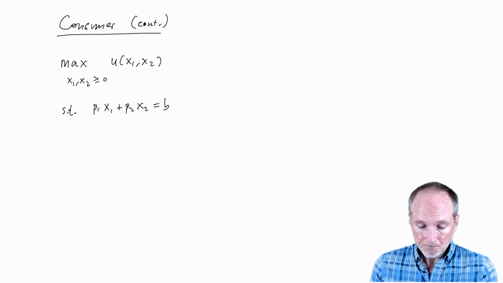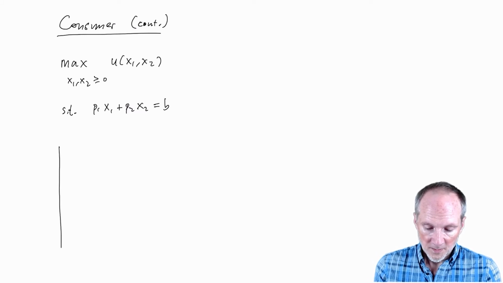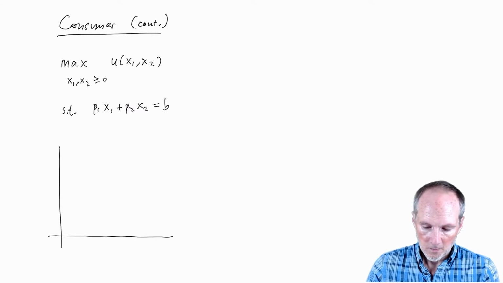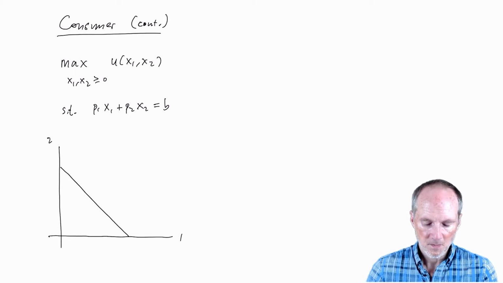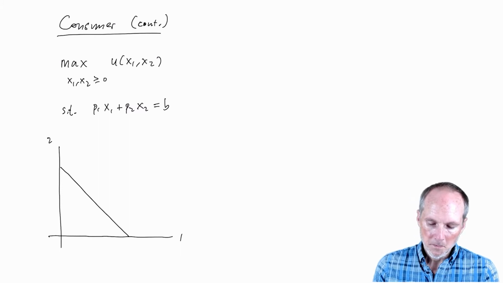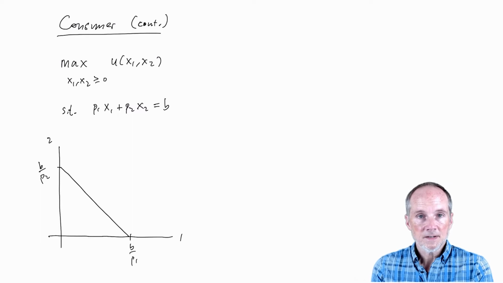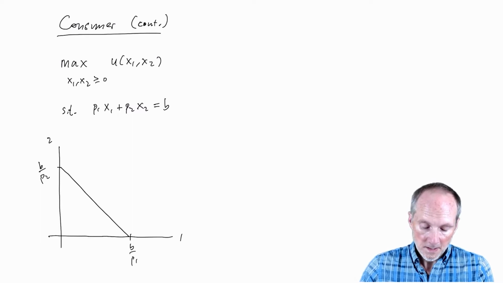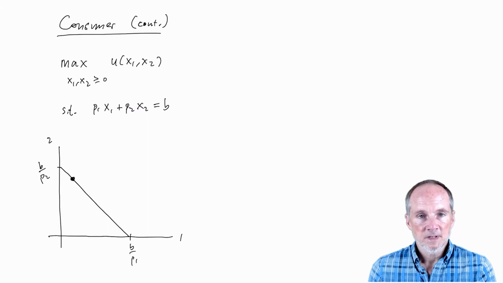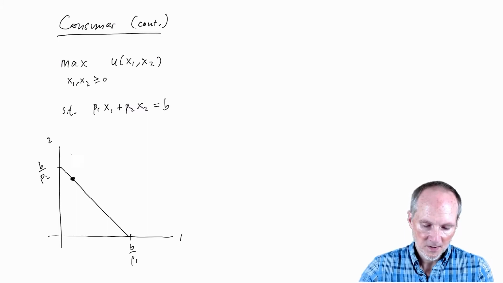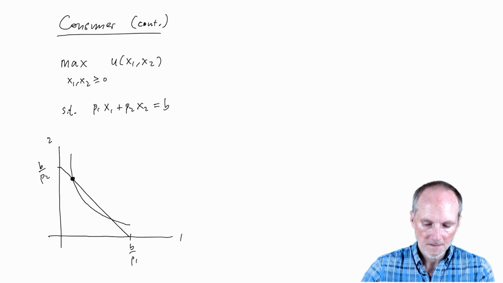Now, in terms of a picture, this is good 1, this is good 2. We've already talked about what the budget set looks like. This is B over P1, B over P2, and the consumer has some indifference curves. Let me take this bundle here, and I'm going to draw the consumer's indifference curve through that bundle, and I'm going to suppose it looks something like this.